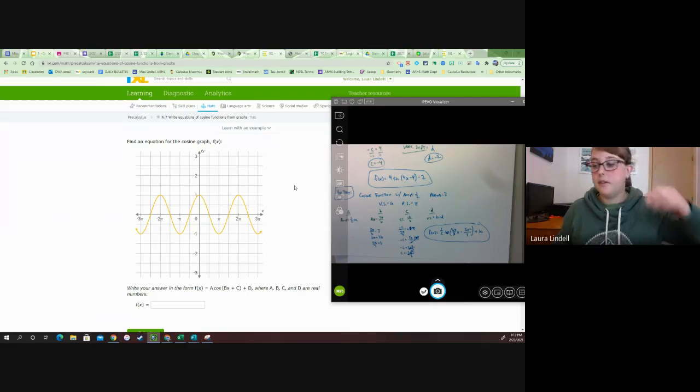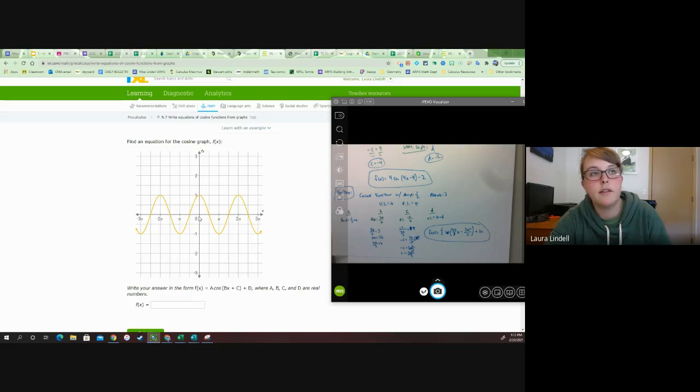Wow, this one's not changed at all. Anyway, so we know that a typical cosine function has a period of 2 pi. We know that a typical cosine function has an amplitude of 1, and that a typical cosine function doesn't have any vertical shift or phase shift. This is your standard cosine function for the first one, so it's just going to be cosine of x.